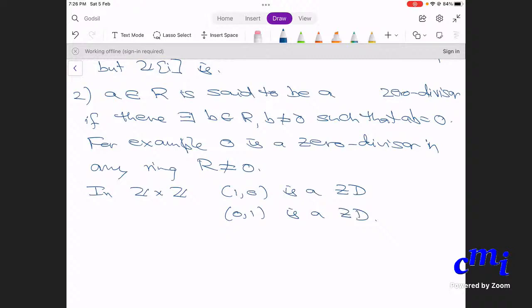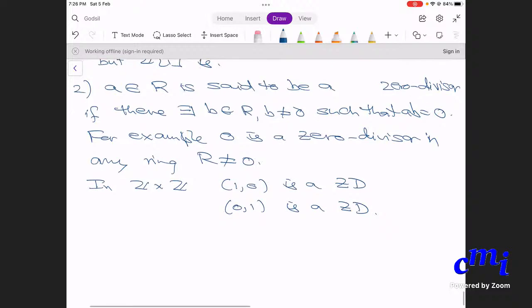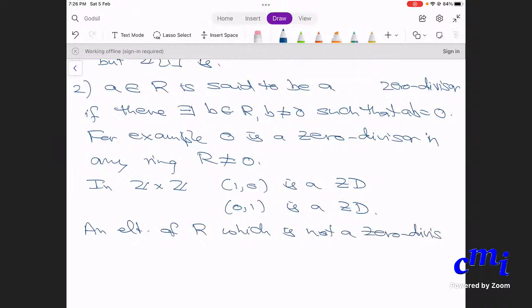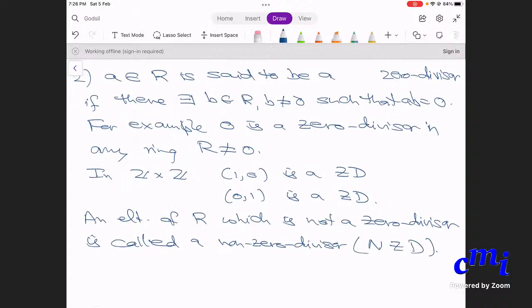An element which is not a zero divisor is said to be a non-zero divisor. So an element of R which is not a zero divisor is called a non-zero divisor. This is what is usually used, NZD. Non-zero divisor means it is not a zero divisor. That means if you multiply it with any element which is not 0, you will end up with an answer that is also not 0.